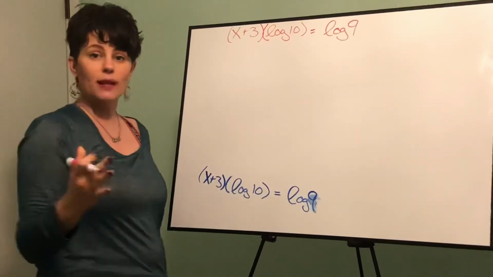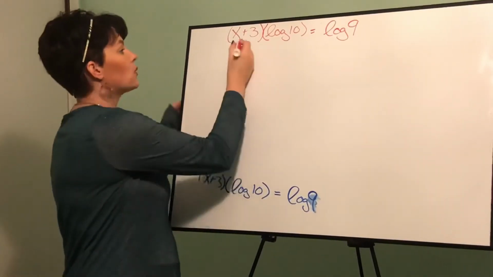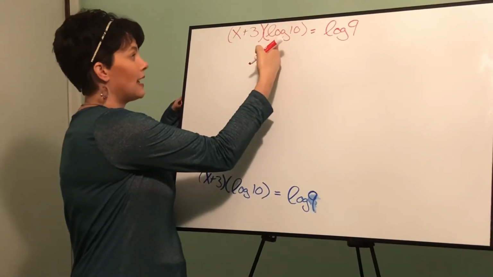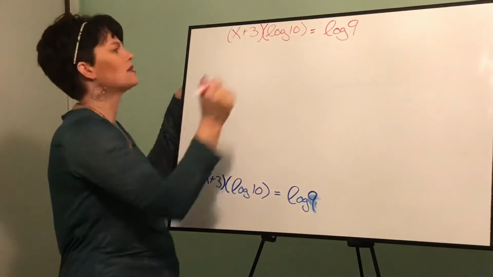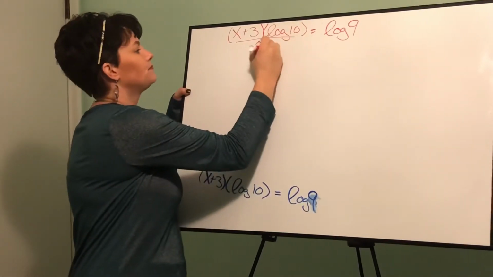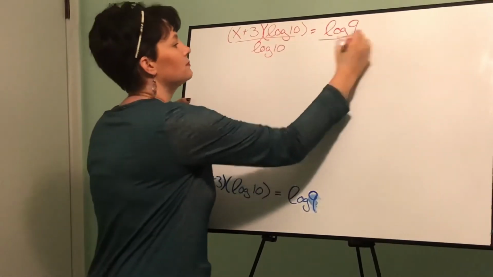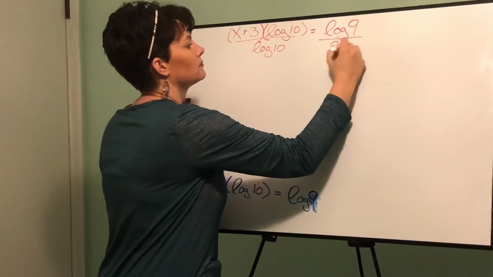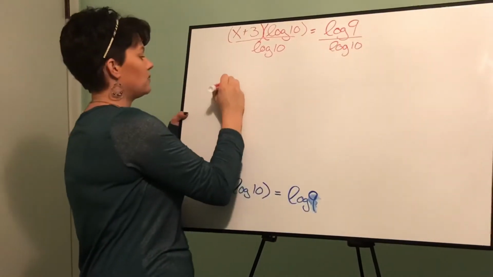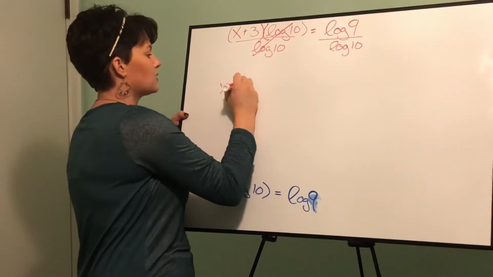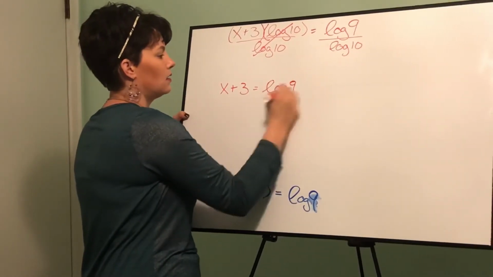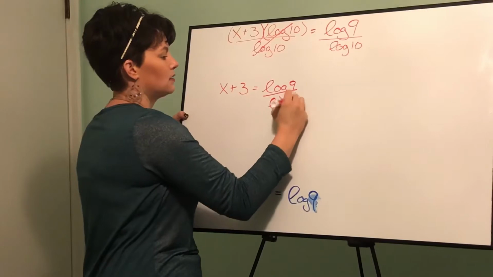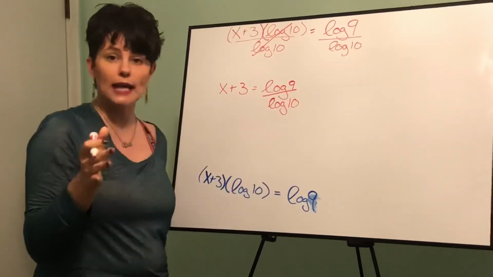And we're trying to get the x by itself, so the next thing we would want to do is get rid of this log 10. You can't distribute it in, well, you could, but it doesn't make sense. We'll just divide it off instead. So that's going to leave us with, and that's going to cancel, x plus 3 equals log 9 over log 10. And we're still trying to get x by itself.